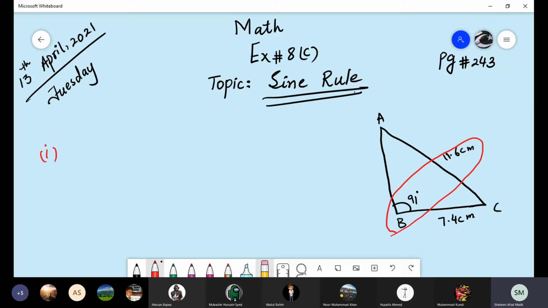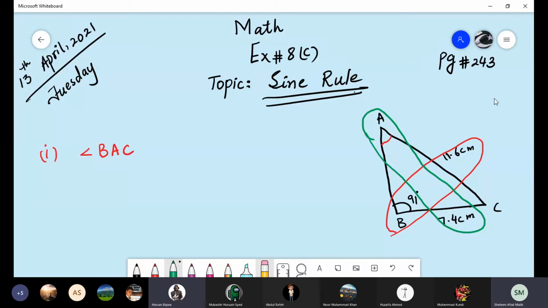So in the question you have to find out, the very first thing, angle BAC. It means that we have to find out angle A. We find angle A first because its opposite side is already given. So first of all go for angle A. How will you find angle A? Sin A over a is equal to sin B over b.